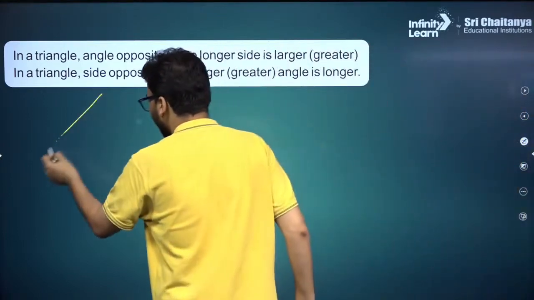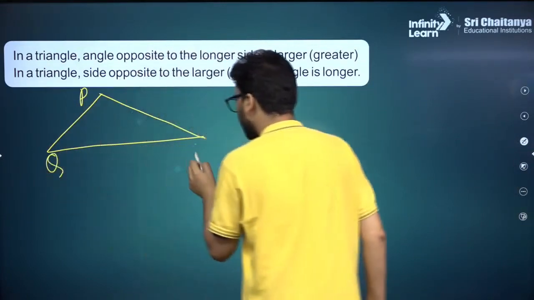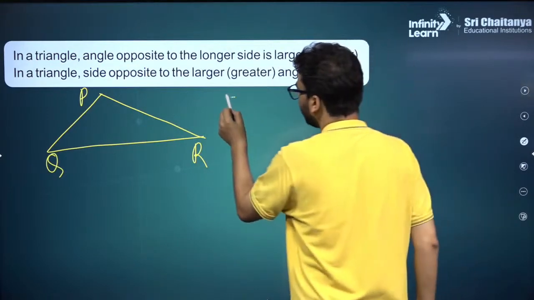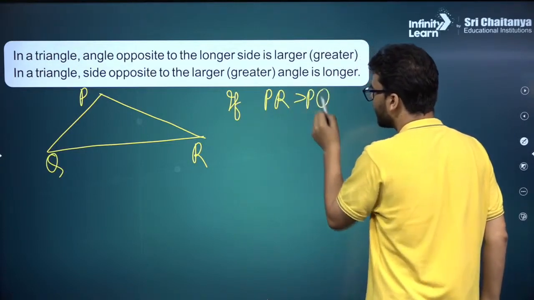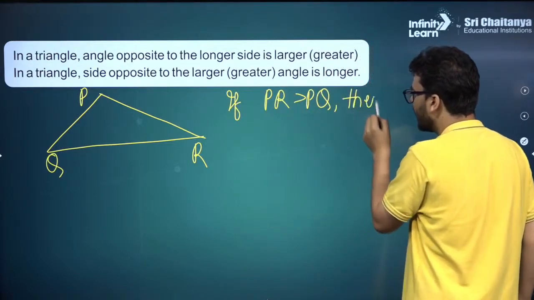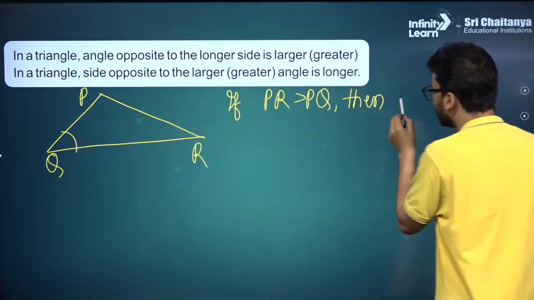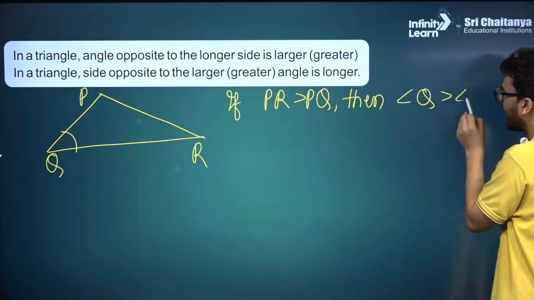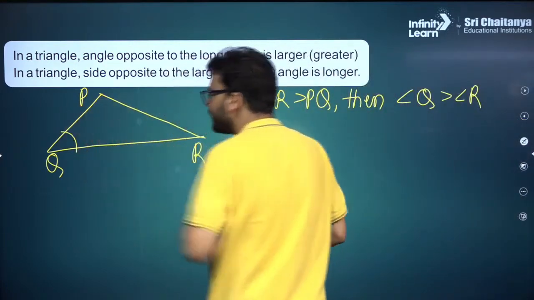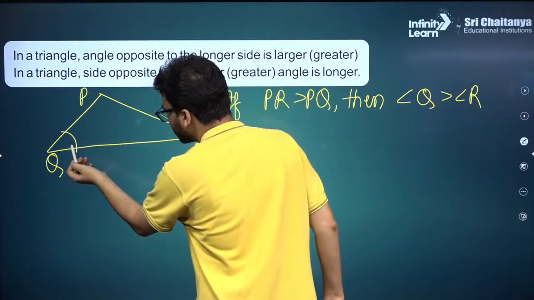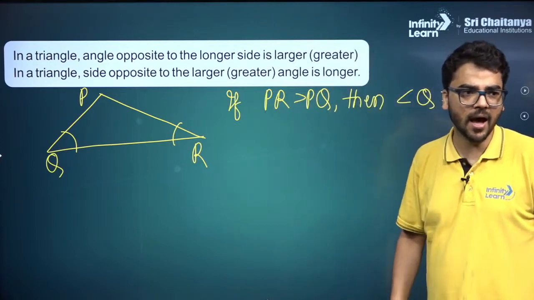It means if you have got a triangle like this, suppose it is PQR. So suppose it is given to you already that PR is greater than PQ, then angle opposite to PR, that is Q, is greater than angle R. You got it? In this triangle, PR is given greater than PQ. So angle opposite to PR is Q will be greater than angle opposite to PQ, that is R. So Q is greater than R over here.